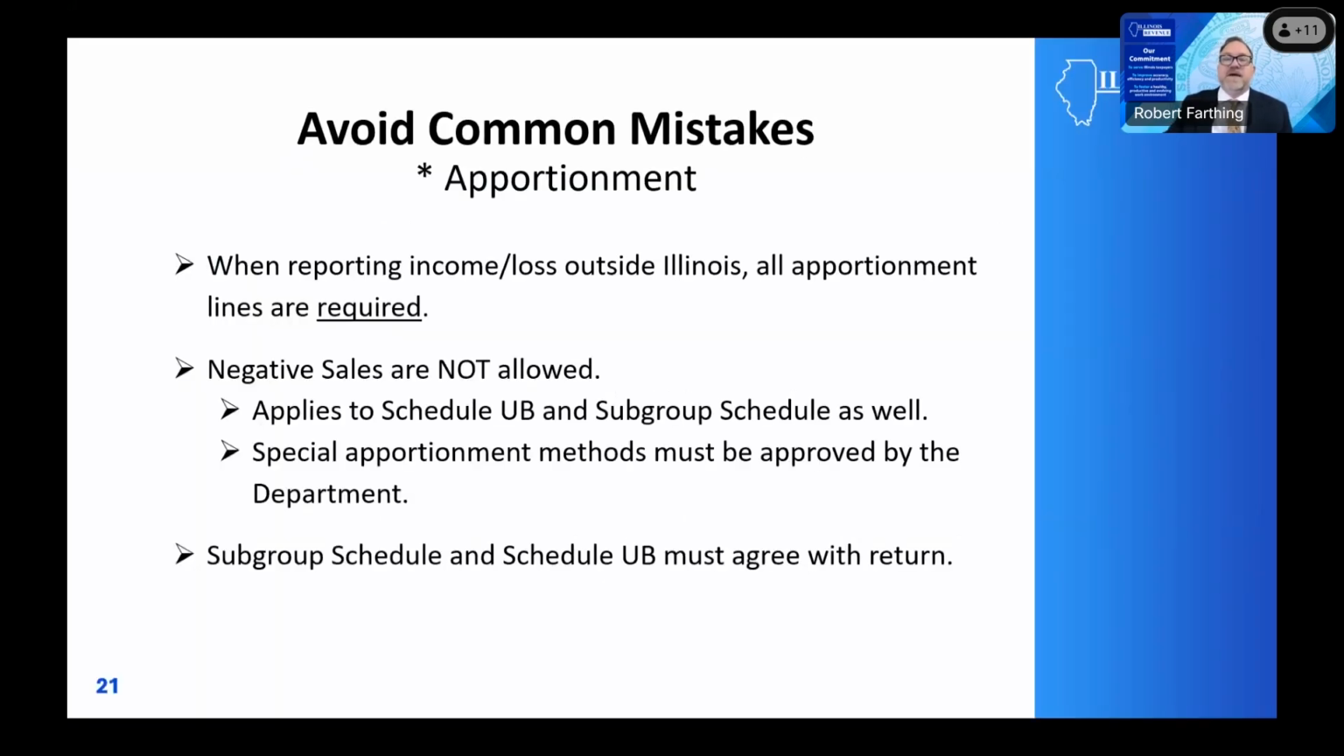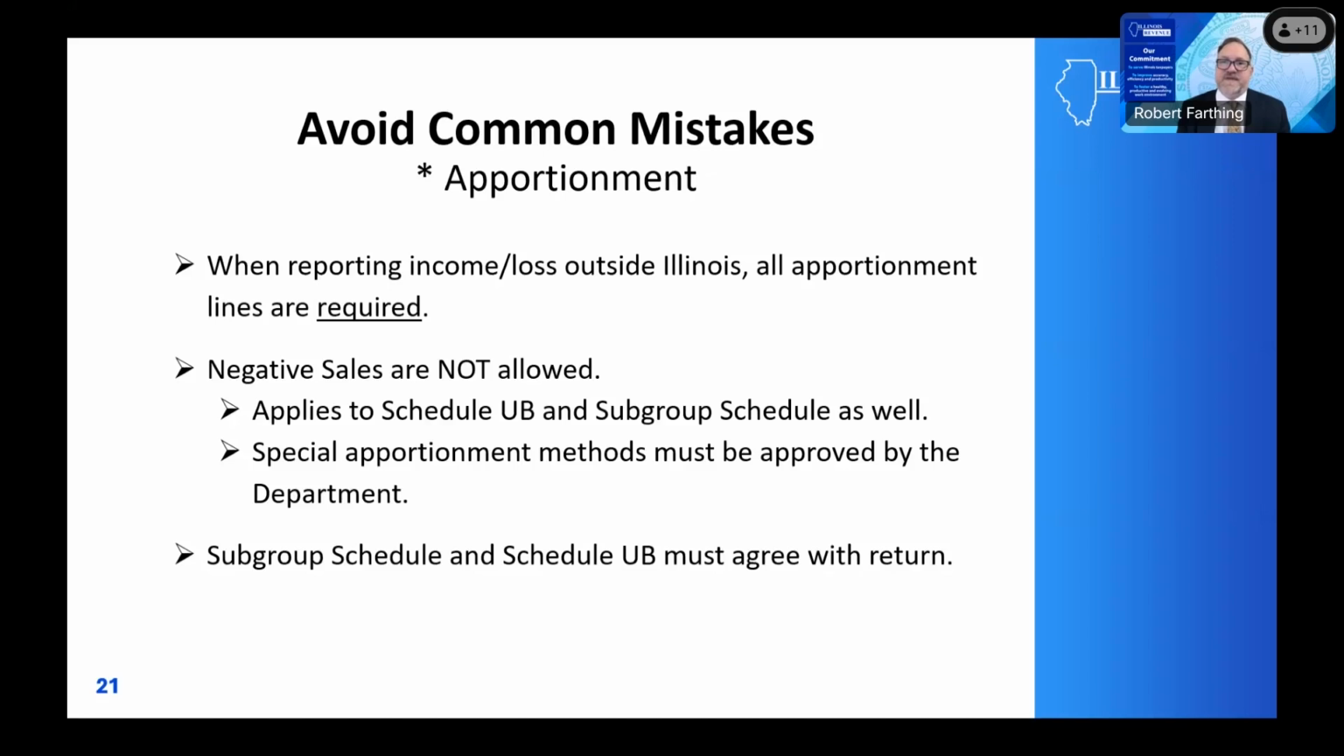The next section of our return is the apportionment section, and there are many mistakes which are commonly made in the apportionment section. The first advice I would give is when you report income or loss outside of Illinois, it is extremely important that you complete all three apportionment lines: the total sales, the total Illinois sales, and the apportionment factor. Also, negative sales or negative sales factors are not allowed.